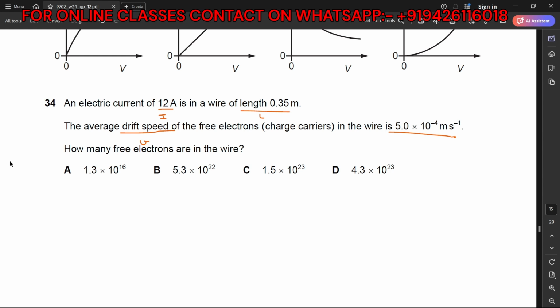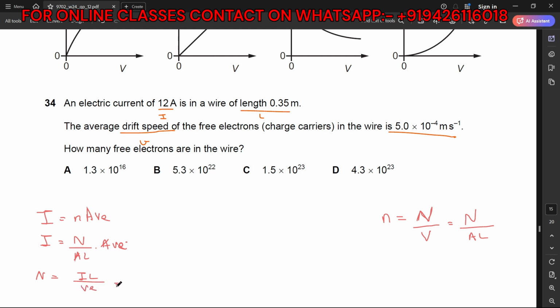So basically we can use the concept of drift velocity, that is I = nAve. I know that n is the number of free electrons per unit volume, and unit volume can be represented as area times length of the wire. Therefore, if I rewrite this, I = (N/AL) × Ave, where A is the area, so area is going to be cut out. v is the drift velocity, e is the elementary charge, I is the current. So if I find out the value of N, the free electrons, it's going to be N = IL/ve.